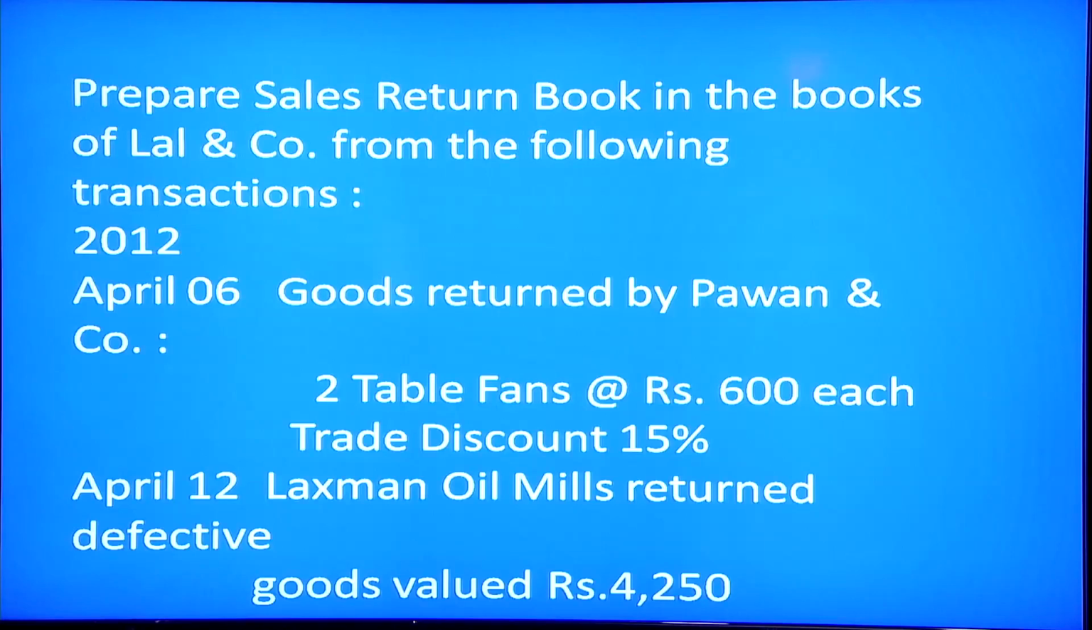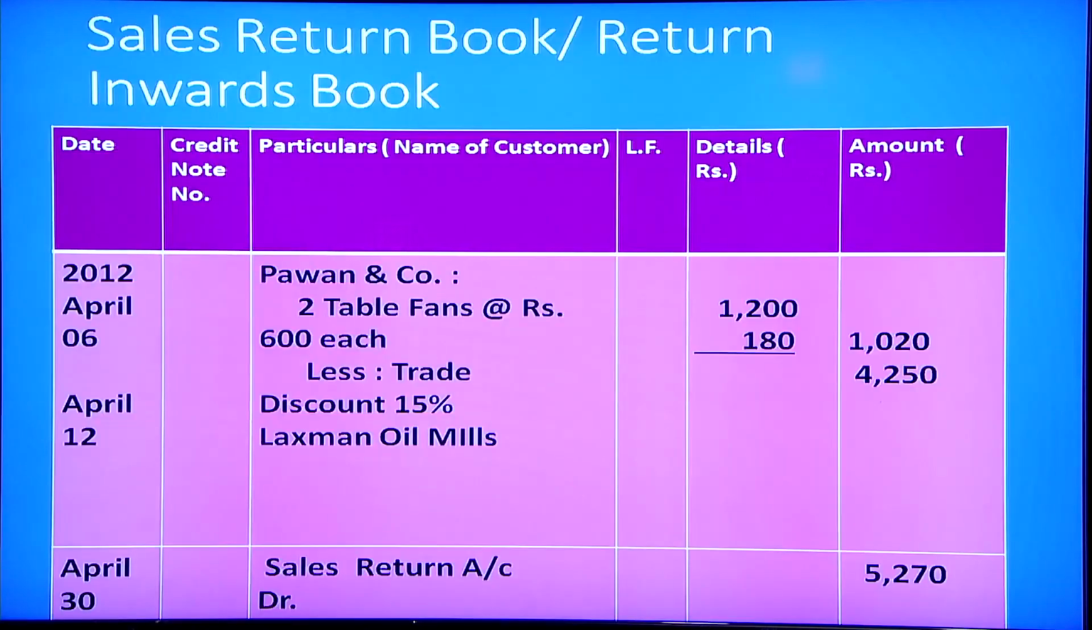Here is a question for you for preparing the sales returns book. Different dates are given and the goods are returned by the customers Pawan and Company, Lakshmi Oil Mills. Similarly, what are the items that are returned and how much cost there will be for each item. Similarly, trade discount is also mentioned. Let us go to the answer. Now we have the sales returns book.